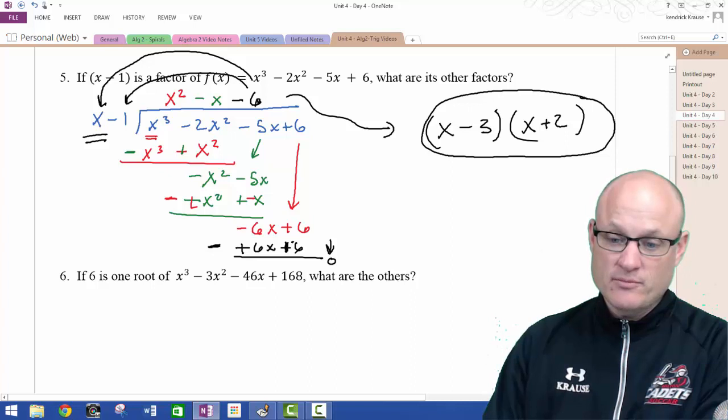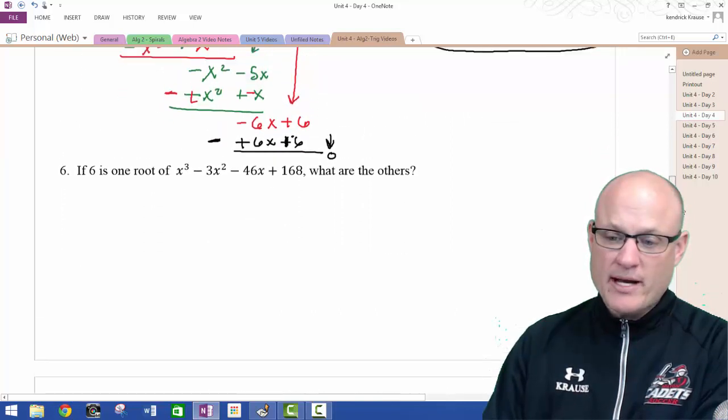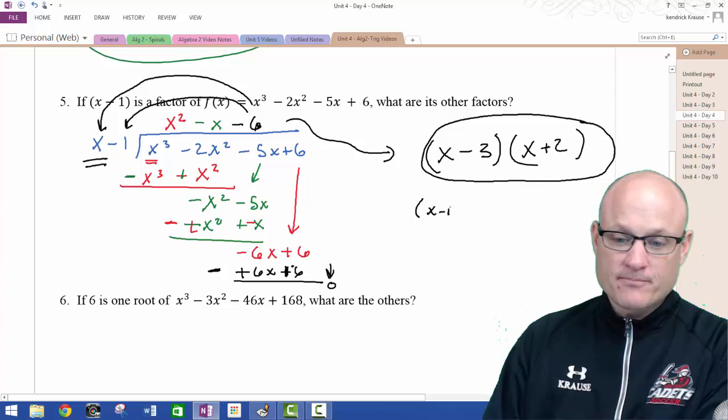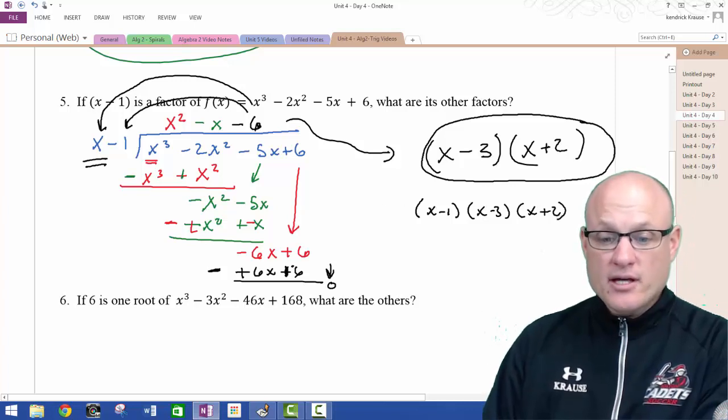All right, let's move on. I'm going to ask this question a different way. Well, hold on. Let me go back to this question. The three factors of this were x minus 1, x minus 3, and x plus 2. If you factored this thing completely, that's what you'd end up with. X plus 1, x minus 1, x minus 3, x plus 2.